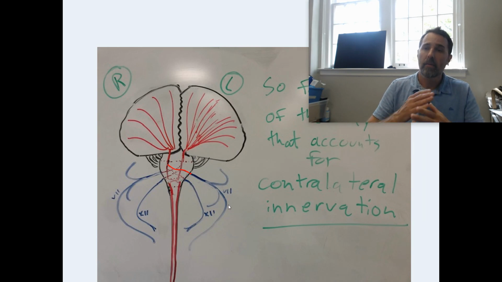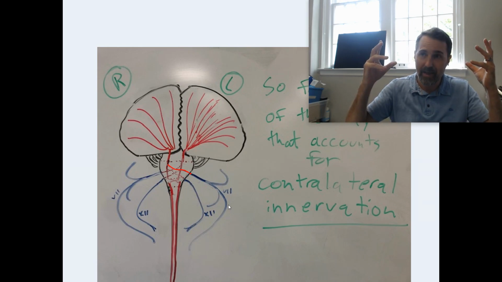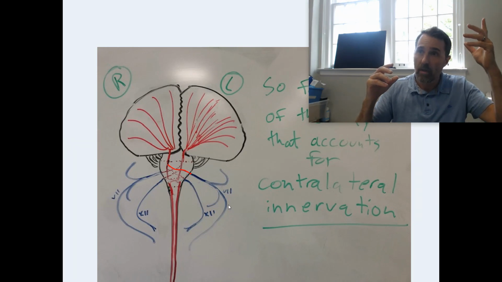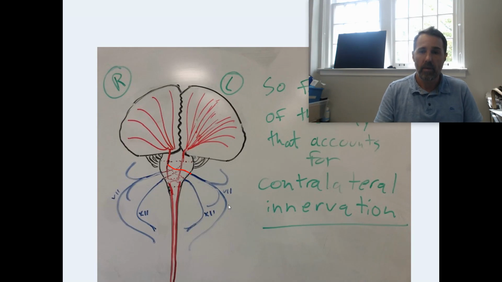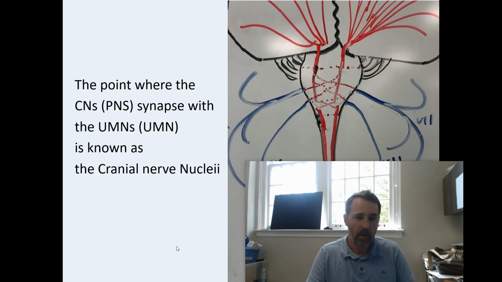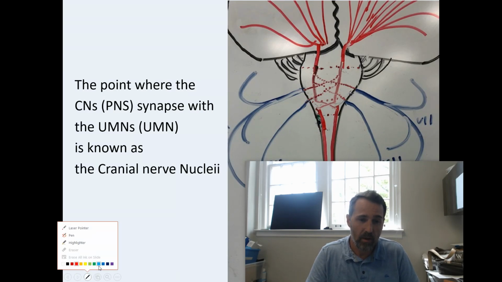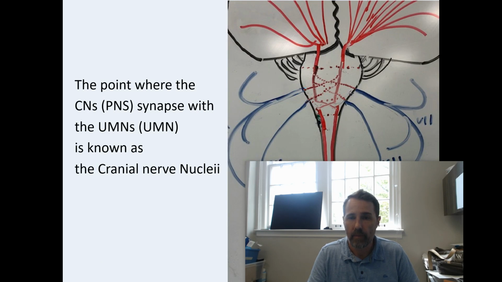So between most of the upper motor neurons decussating at the medulla, and the cranial nerves above the medulla each having their own upper motor neuron decussation from the opposite side, that accounts for how the body, in large part, is contralaterally innervated. Another blast from the past is the term cranial nerve nuclei. This is the point where the cranial nerves synapse with the upper motor neurons.